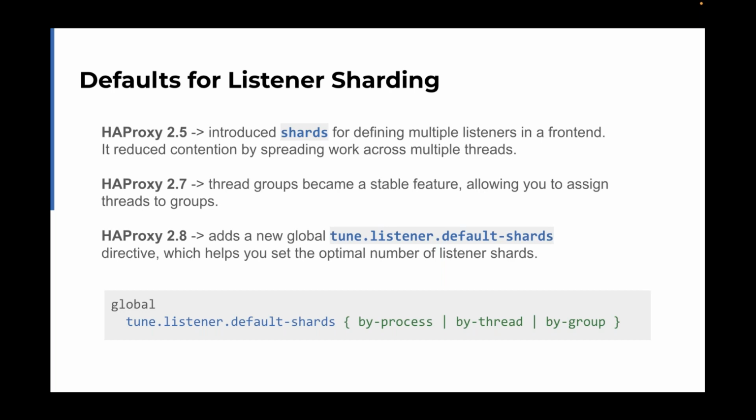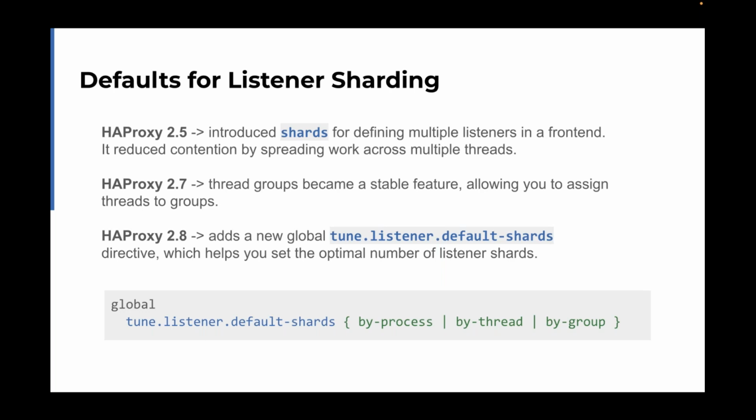In version 2.7, this became a stable feature and allowed you to assign threads to groups. So in 2.8, a new global directive called tune listener default shards helps you set the optimal number of listener shards. Instead of using the shards argument on a bindline, this global directive sets the number of listeners to match either the number of threads or the number of thread groups. You can also set it to one listener per process. The per thread group option is the default.